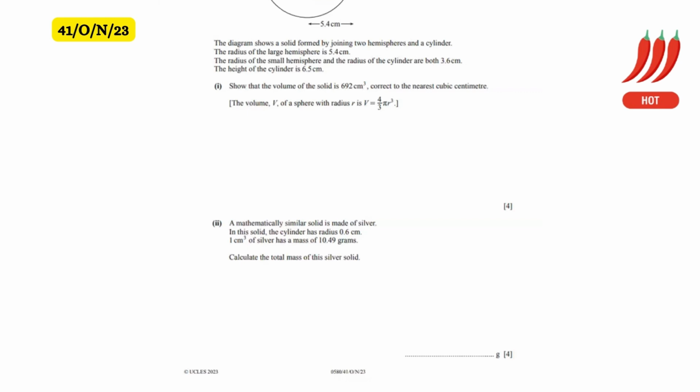Then it says a mathematically similar solid is made of silver. In this solid, the cylinder has a radius of 0.6 centimeters. 1 centimeter cube of silver has a mass of 10.49 grams. Calculate the total mass of this silver solid.